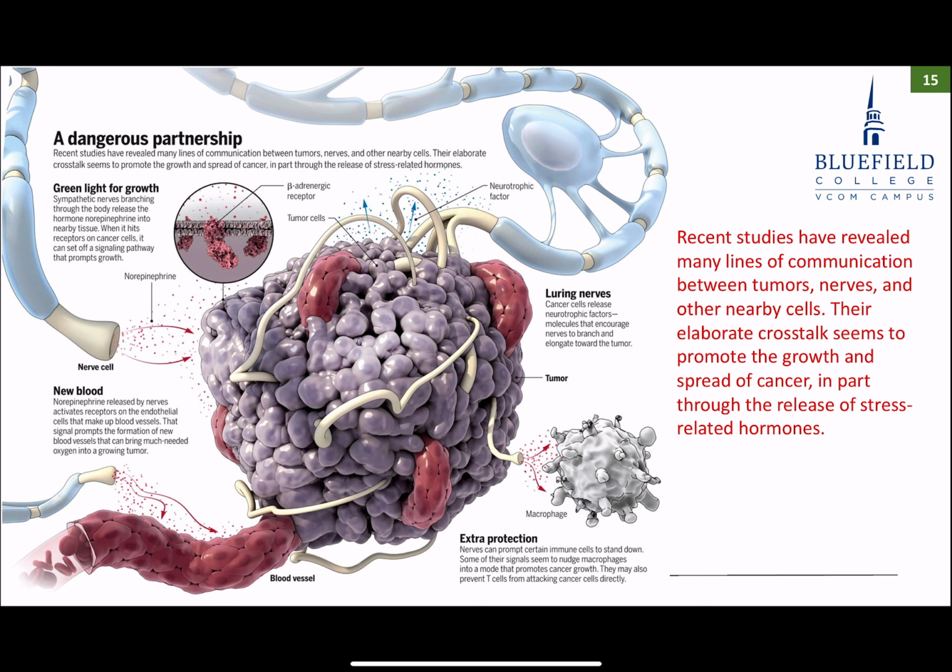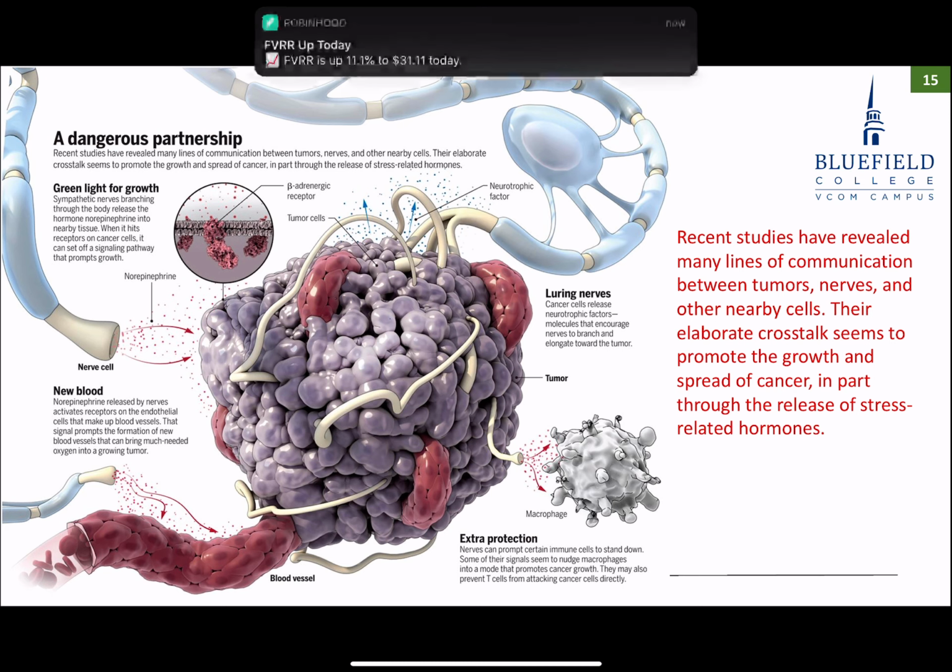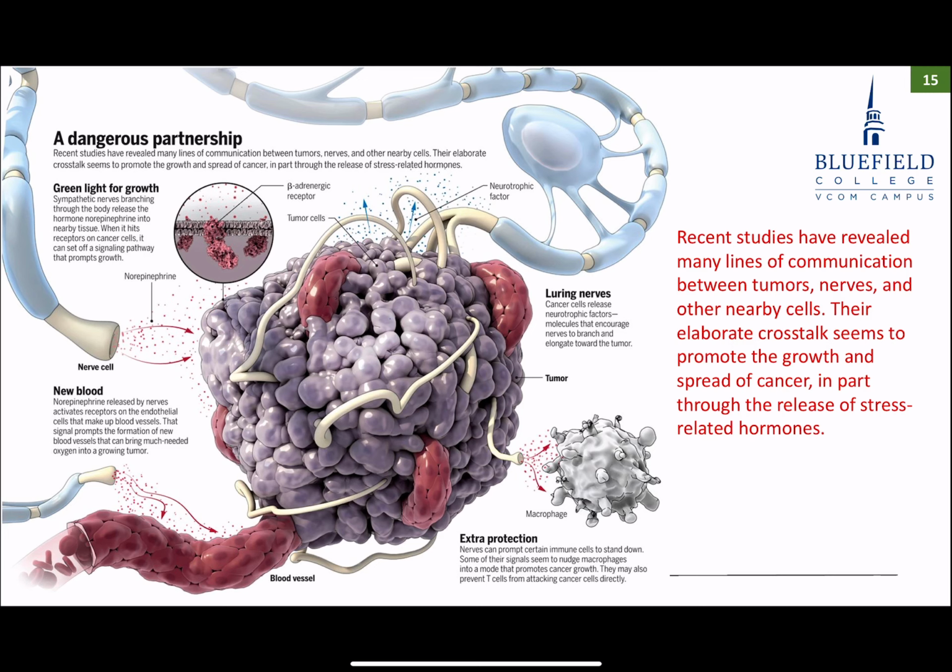That's another amazing observation. And finally, and maybe this is the most striking thing, cancer cells themselves can produce neurotrophic factors, molecules that encourage nerves to branch out and elongate toward the tumor. So they hijack, they steal the mechanism from nerves to stimulate their own growth.